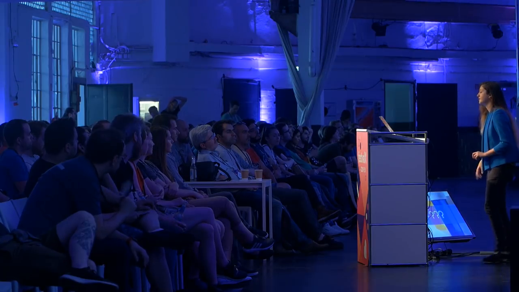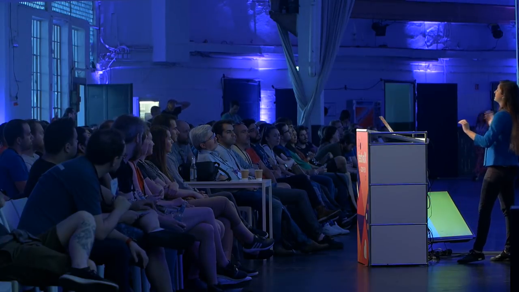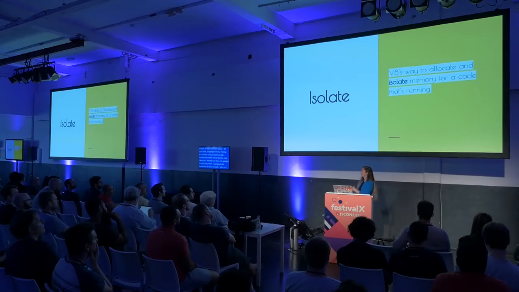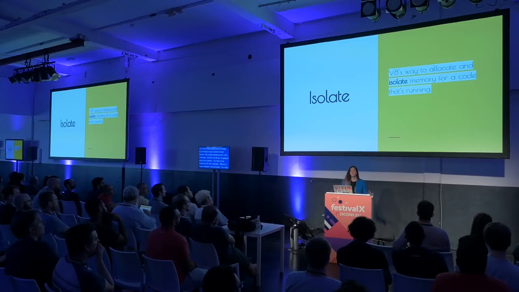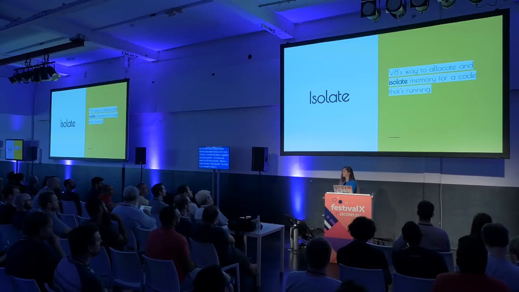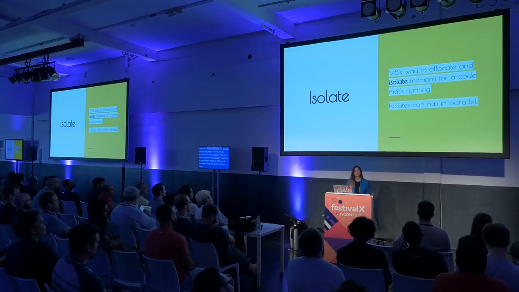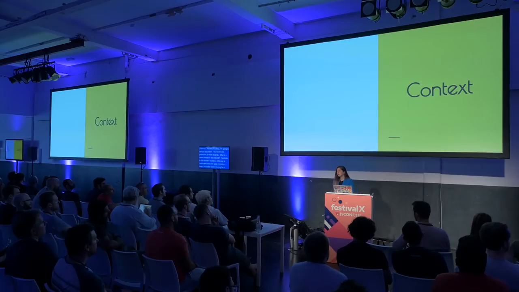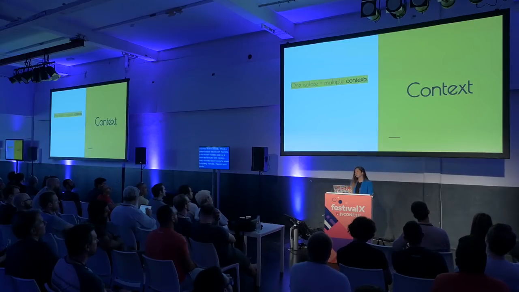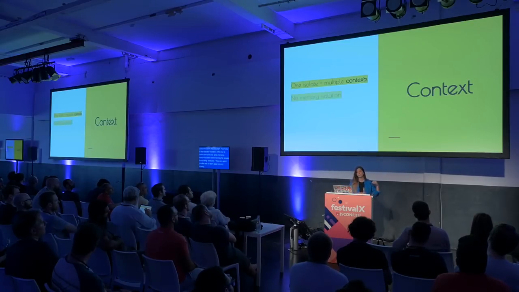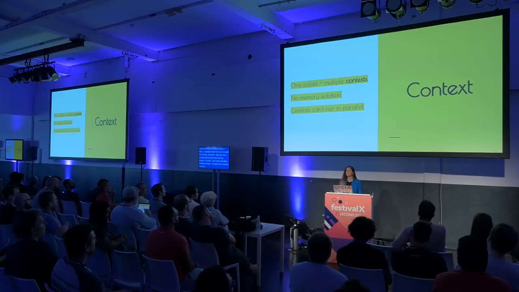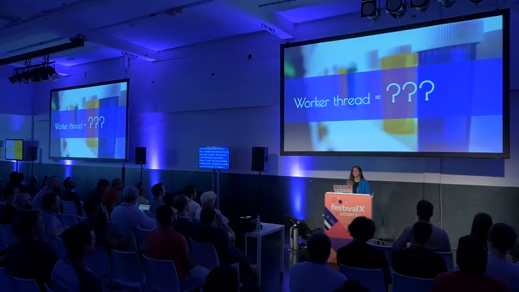OK, two hints. First, is it an isolate? Isolate is V8's way to isolate some memory for code that is being executed. The isolates can run in parallel, and we don't have memory sharing. Second, context. One isolate can have multiple contexts. We don't have memory isolation, and we can't run contexts in parallel. Also, you have to explicitly specify the context that some code is being executed on.